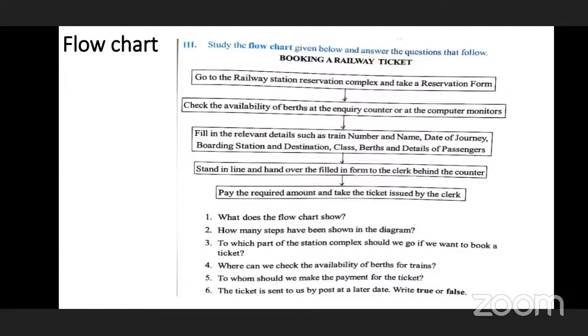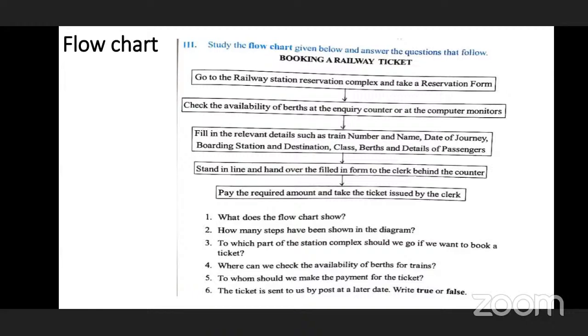And the next step is to pay the required amount and take the ticket issued by the clerk. So this is the sequence of actions. This is the process of booking a railway ticket. This is what is taught with the help of a flowchart. There are other issues which can also be dealt with and learned with the help of a flowchart.